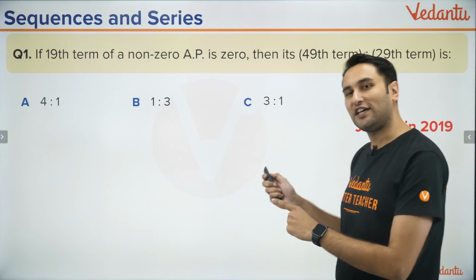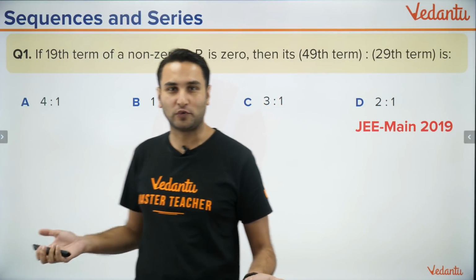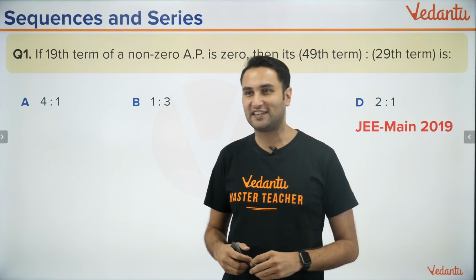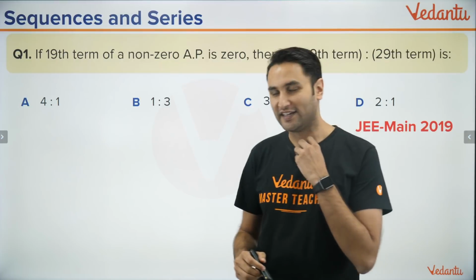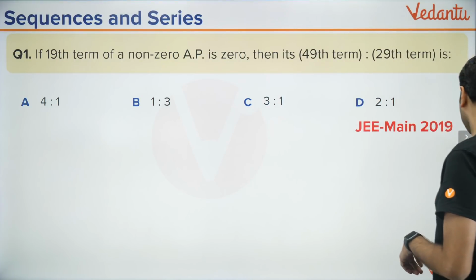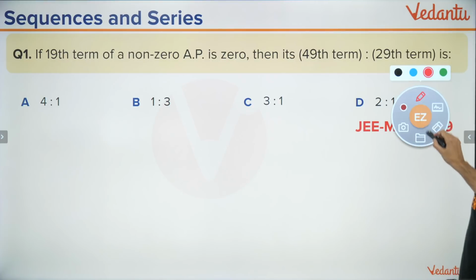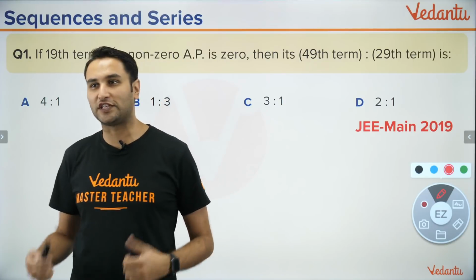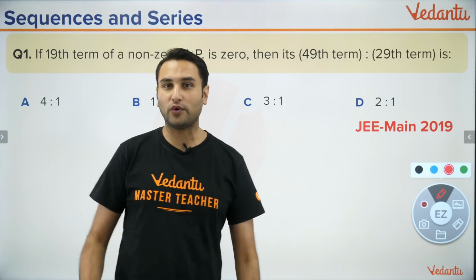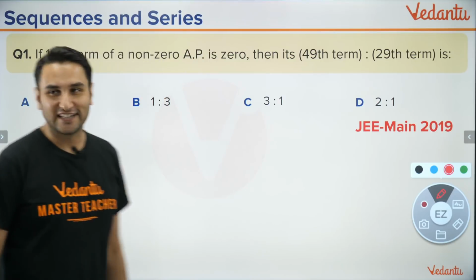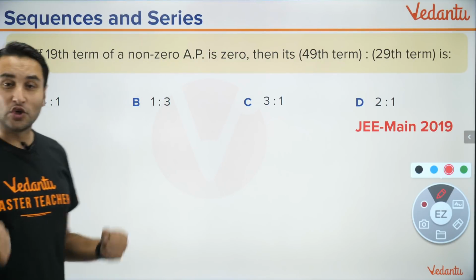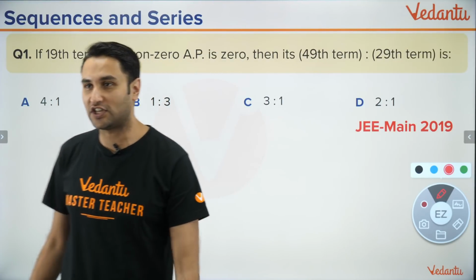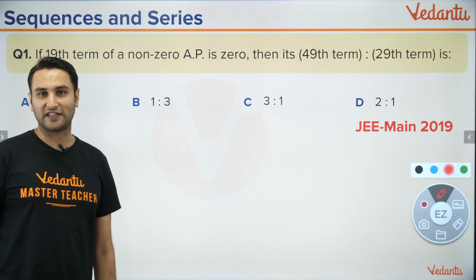Let us start with a question as we always do. Do this question and then we will enter sequence and series. This is JEE Mains 2019. This is to start the class of sequence and progression, to show you how easy the problems are, so that you increase your confidence. Answer is C.